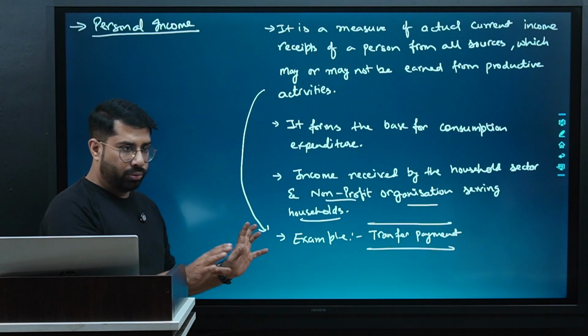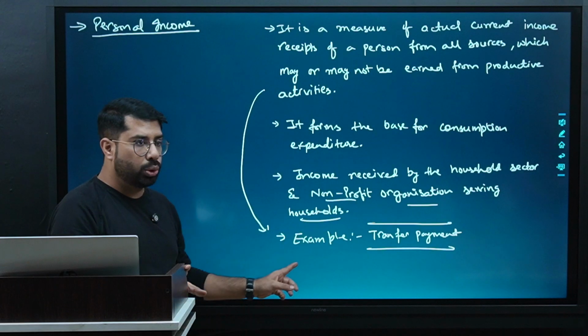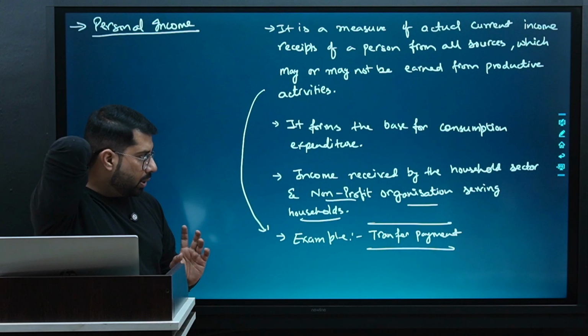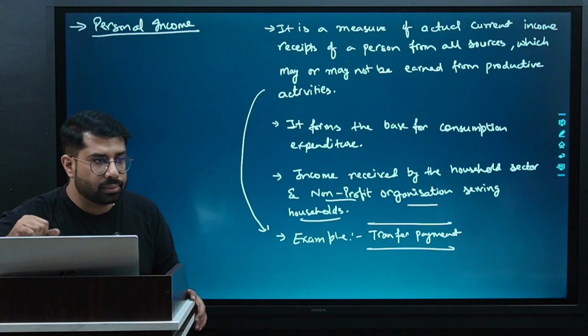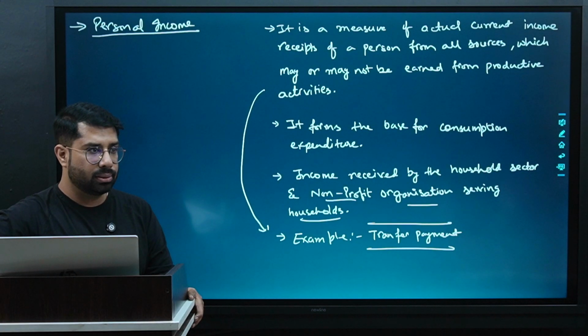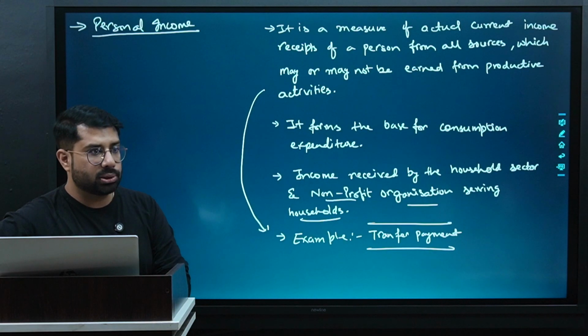Let me dissect it now for you. When I say income received by the non-profit organization serving households, why is it a part of personal income? One more way to understand this thing. You have studied law, right? Companies Act you have studied. Section 8 companies you have studied. Non-profit. What is that type of company? Tell me. You will get your answer. Tell me.